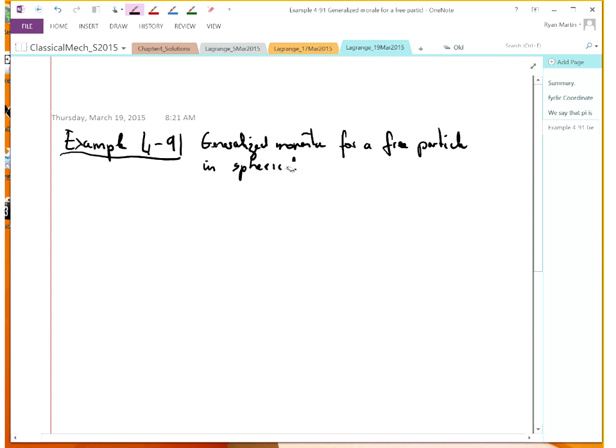No, polar coordinates, sorry. It's a free particle, so there's no forces, right? So the Lagrangian for a free particle is the kinetic energy. V is equal to 0. And so you know how to find the kinetic energy in polar coordinates. The kinetic energy is 1/2 times m, and then the velocity is r dot squared plus r squared theta dot squared plus z dot squared.